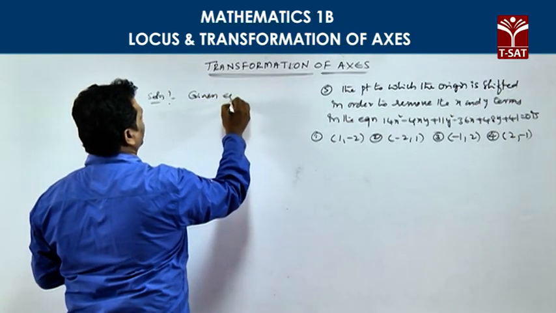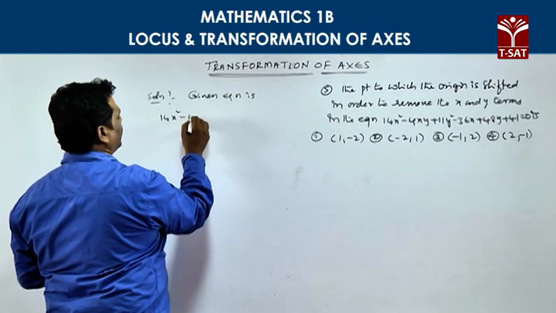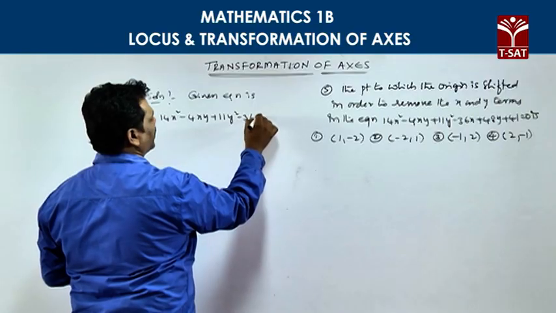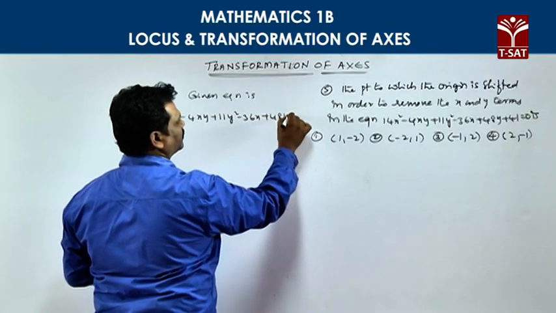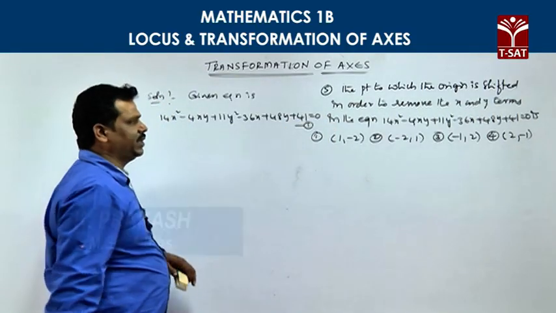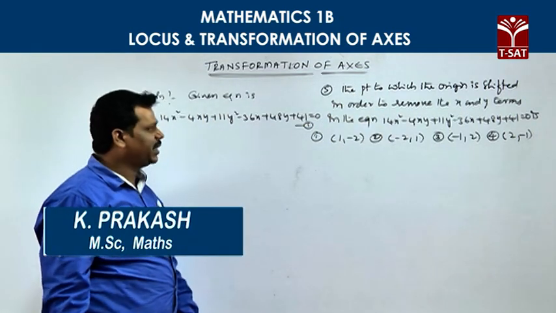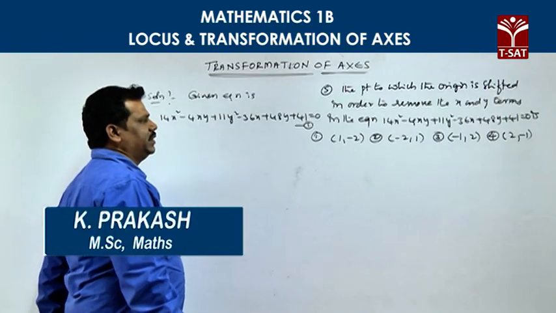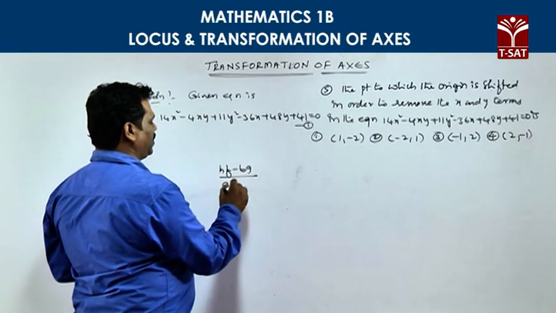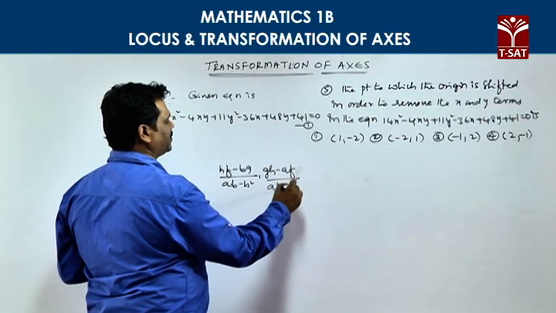Given equation is 14x square minus 4xy plus 11y square minus 36x plus 48y plus 41 equal to 0. This is equation number 1. What is the formula here? The point to which the origin is shifted, eliminating the xy terms in the given equation, the formula is (hf minus bg) by (ab minus h square), (gh minus af) by (ab minus h square).